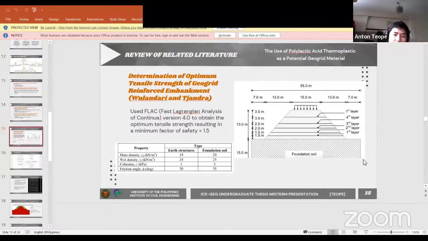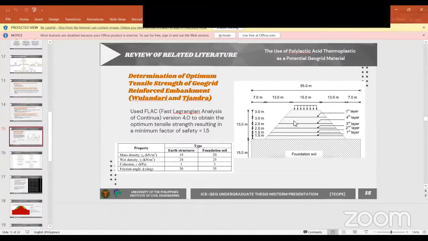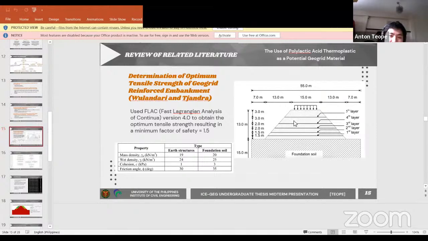The construction method of the embankment was that the whole embankment was created as one, and then the geogrid would be added afterwards, it would be added into the embankment. With no specified layer in FLAC itself.